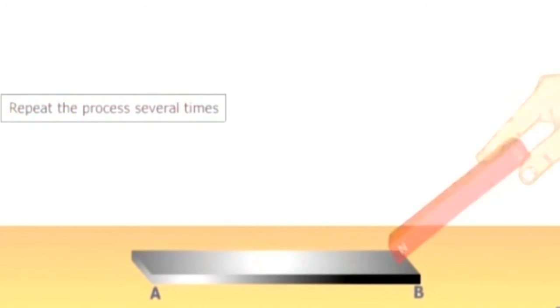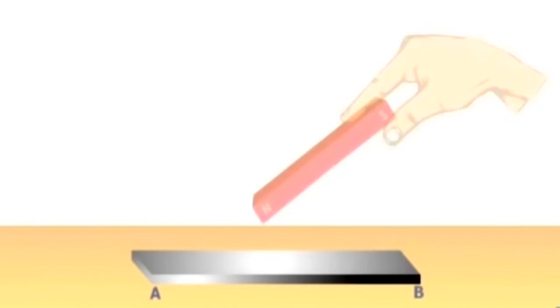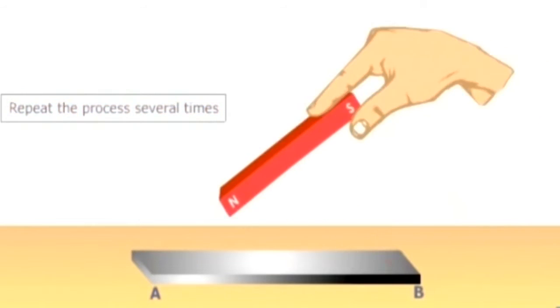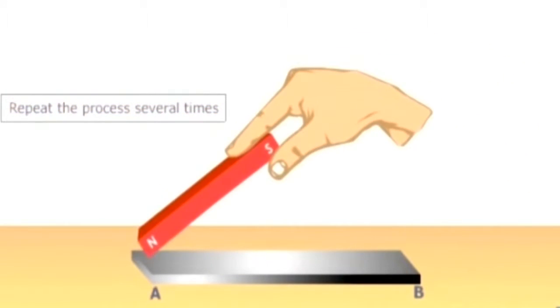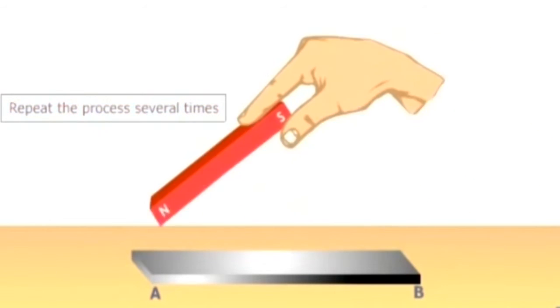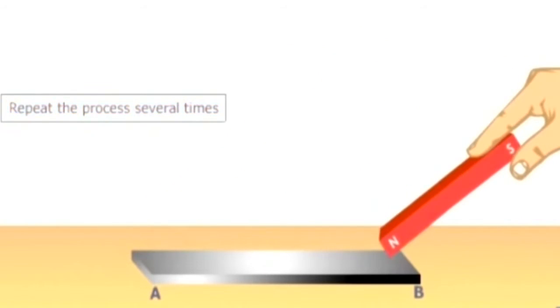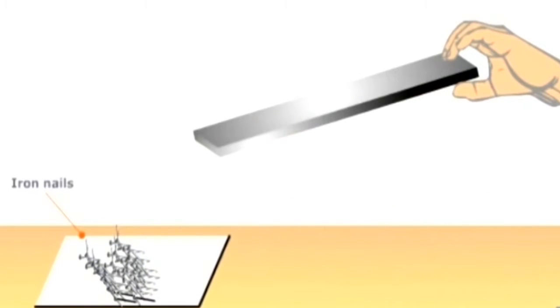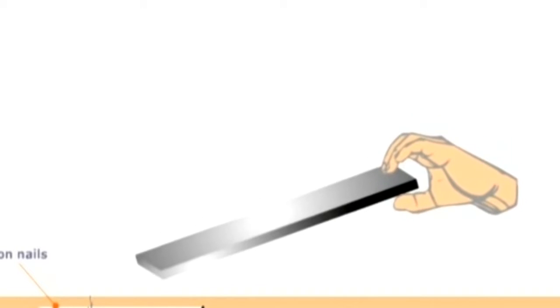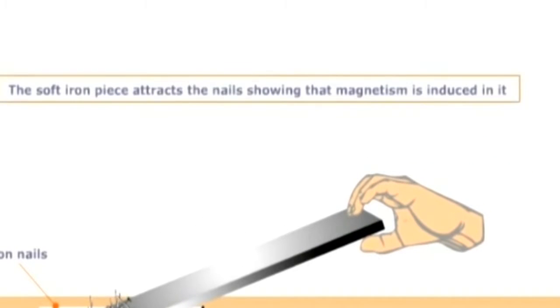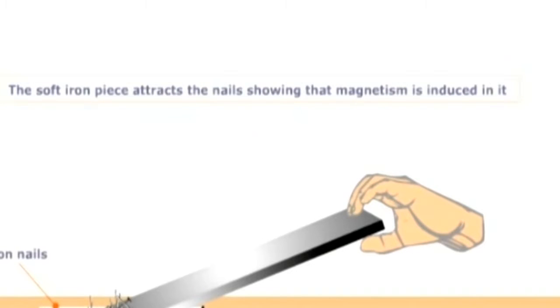Then look at the poles. We have the North Pole and the South Pole. What do the poles tell you? They tell you that the last touch, where the magnet last touched, acquires the pole identical to the magnet. So the North Pole will be at point A, because that's the part where the magnet first touched. That method is called the single touch method. The soft iron piece attracts the nails, showing that magnetism is induced in it. So it has acquired magnetic property. That one is single touch.